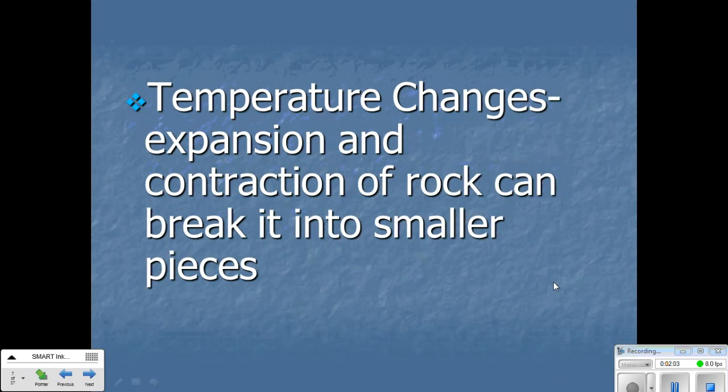Temperature changes. The expansion and contraction of rock can break it into smaller pieces. So maybe in the desert, when it gets really hot during the day and really cold at night, this is probably more likely to happen.